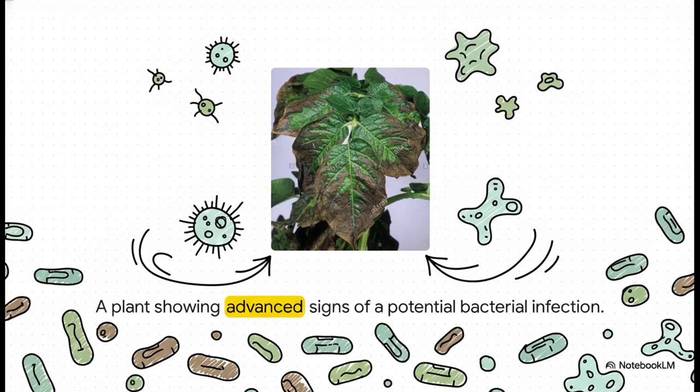Okay, so here's our crime scene. We've got a plant, and it's clearly in distress. I mean, look at the evidence. The leaves are browning, the stems are wilting. Something is definitely wrong here. But what's the cause? Is it a fungus, a virus, or could it be some kind of microscopic bacterial culprit? That's what our investigation is all about.